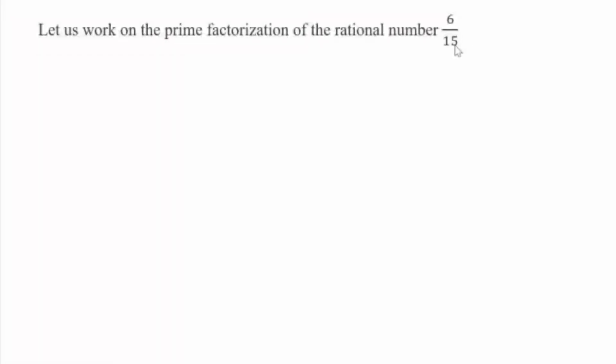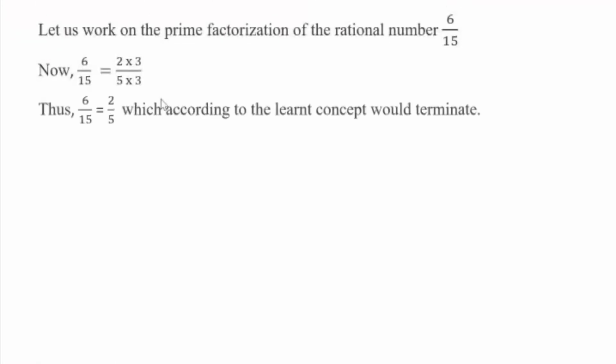But if I take into account that P and Q need to be co-prime, I'll first factorize the numerator and denominator, cut out the common factor 3, and I'll be left with 2 upon 5. Now 2 upon 5 has a denominator of the form 2 raised to the power of m into 5 raised to the power of n, because it can be written as 2 raised to the power of 0 into 5 raised to the power of 1. So it will have a terminating decimal expansion.